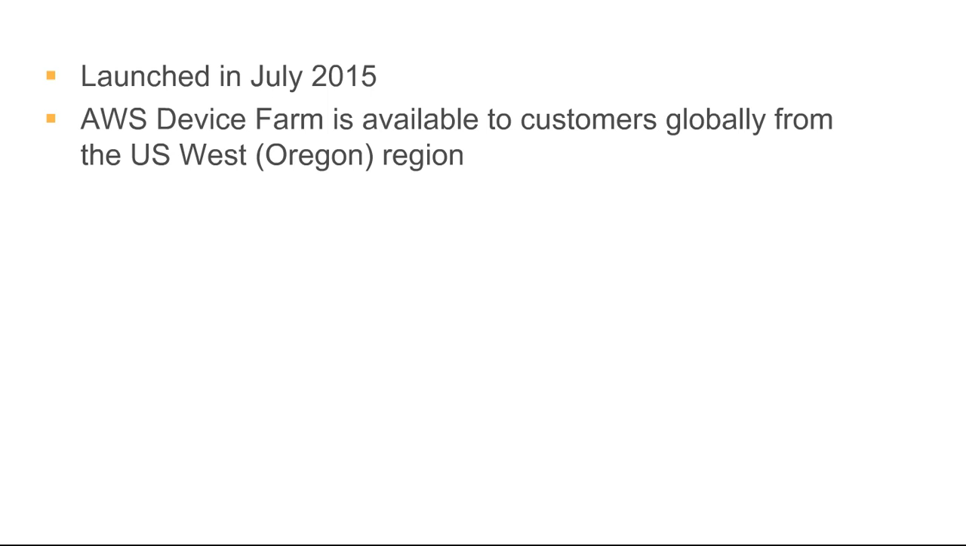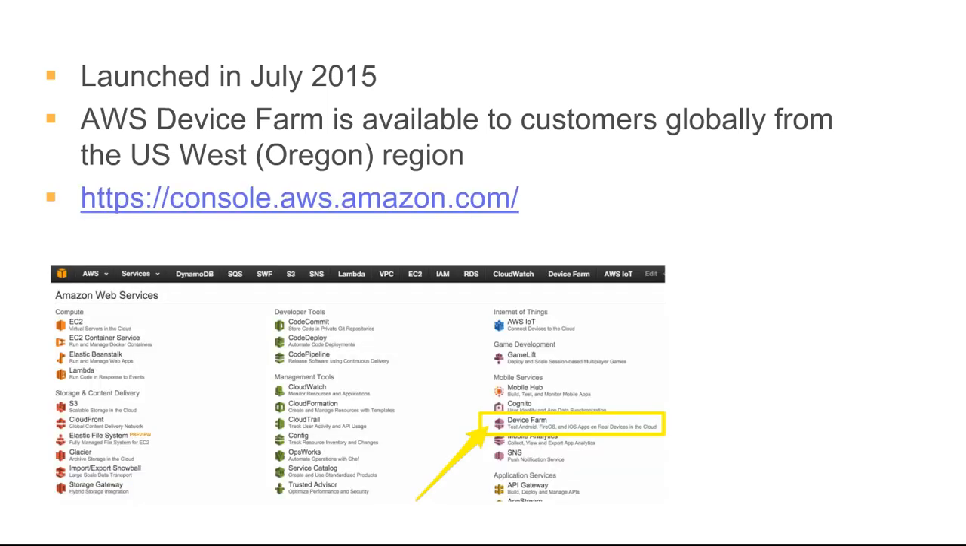And when we talk about the options available to you when you schedule your tests, there's also a way for you to virtually place devices elsewhere in the world. And you can find Device Farm under the mobile section in the AWS console.